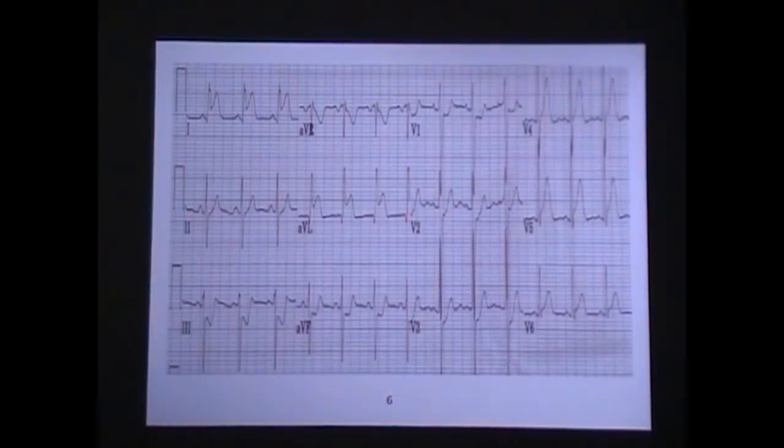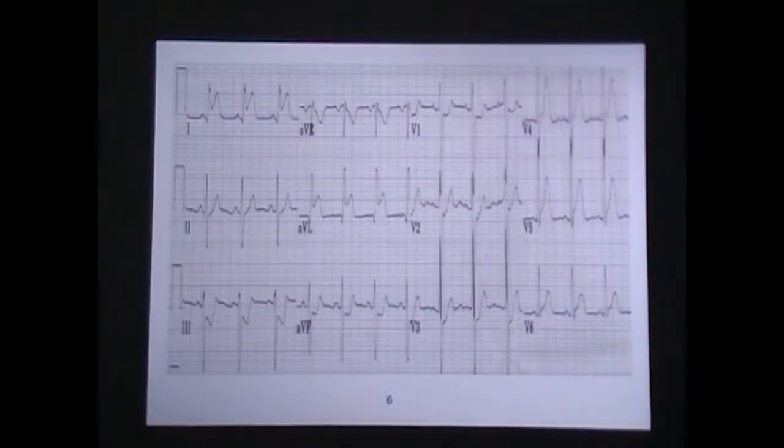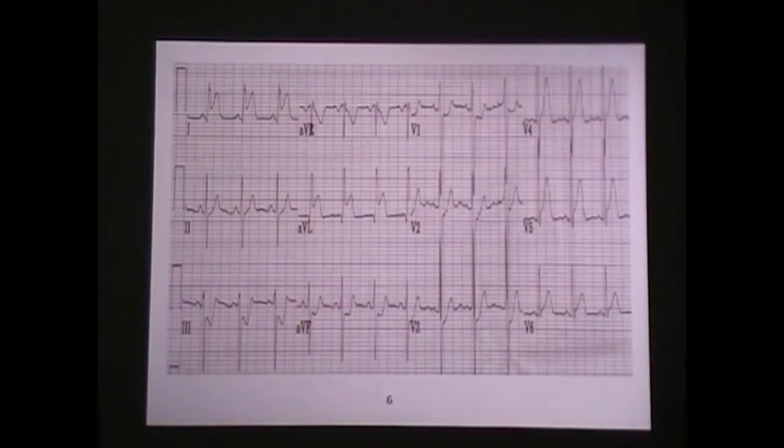So you've got elevation in 1 and AVL with reciprocal changes in 3 and AVF. So let's say high lateral. If you look at 1, where should you look next? 6. Do I have elevation in 6? A little bit, yeah, we got something going on there. And 5, got something going on there. This is hard with the way this is curved right here, but this is a pretty peaked, pointed T wave too on there without elevation in the precordial leads. So is that hyperkalemia? Don't know.